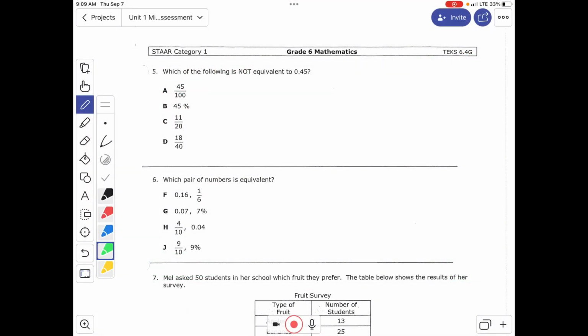Number 5 says, which of the following is not equivalent to 0.45? Remember 1, 2, there's 2 spaces, so I get to put it over 100. So 45 over 100. That means A is right. How would that be written as a percent? Remember, you just move the decimal 2 spaces, so that would be 45%. That means B is right. So C and D must be the simplified fraction.